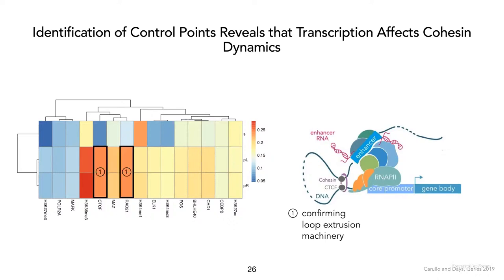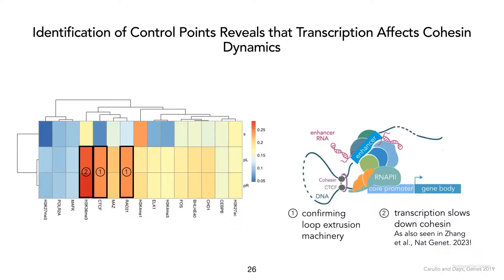And we see that the parts of the loop extrusion machinery, meaning CTCF and RAD21, are actually correlating with cohesin-dependent parameters, which is the slowdown. So great, sanity check. But this marker here, for example, is strongly correlated with the slowdown. And this marker is a marker for active gene transcription. So basically that tells us that transcription slows down the cohesin.